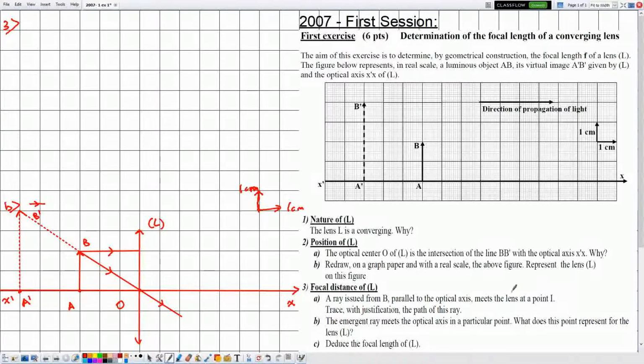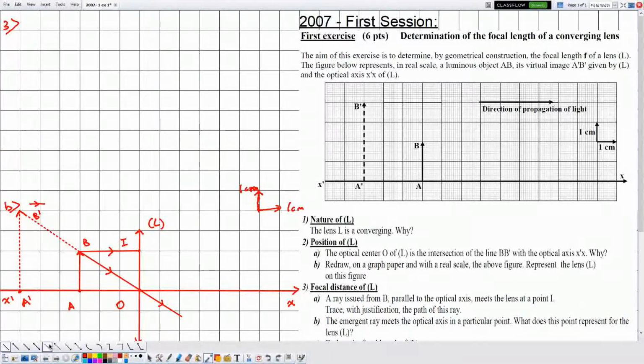They are telling me it meets the lens at the point I. This is the point I. Now we need to complete the path of this ray. Okay, always an incident parallel ray is related to the image focus. Here we don't know the image focus, however we know the image B prime of B. Therefore this ray will complete its path as if coming from B prime. So let's join B prime I. This ray will complete its path as if coming from B prime.